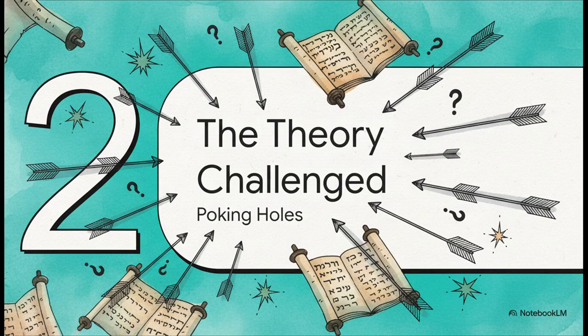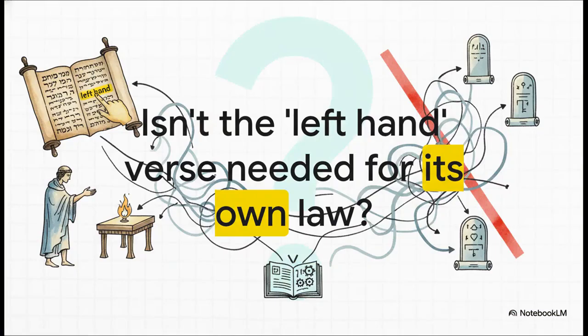And sure enough, Rabbi Zira's theory is immediately put under the microscope. Other scholars start poking holes in his argument, and they do it fast. So the first objection is a really powerful one. They basically say, whoa, hold on. You can't just borrow a detail from one law to prove a totally different one. That verse specifying the left hand, it's there to teach us about the leper's ritual, period. How can you possibly claim it's also teaching a general rule for the entire Torah?